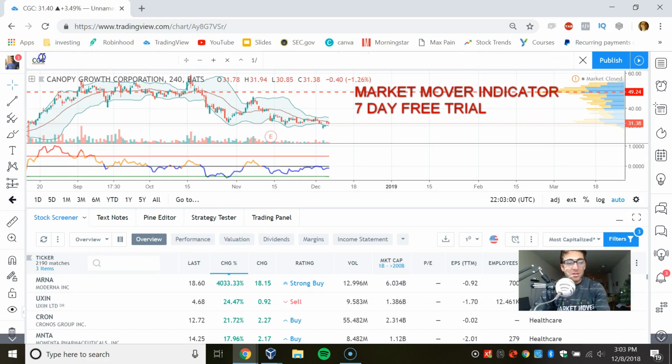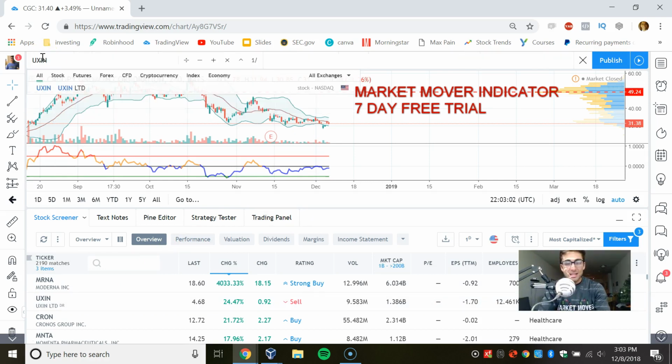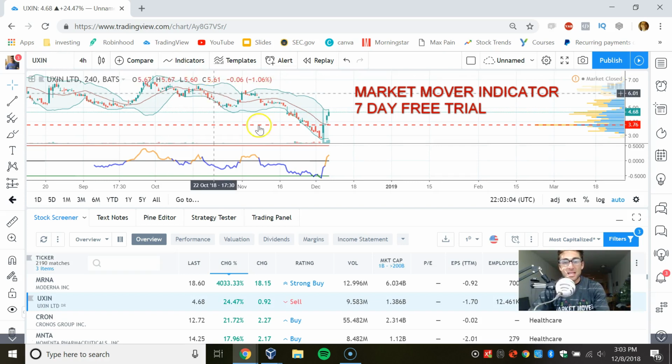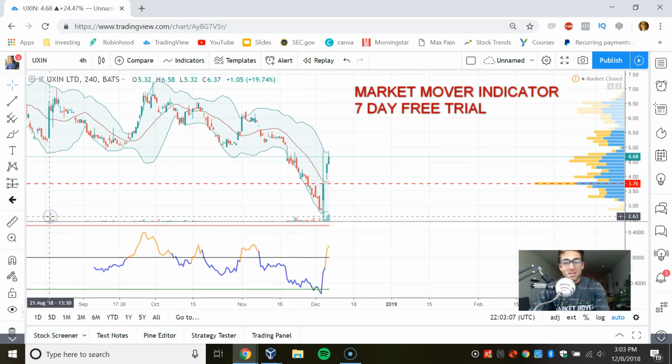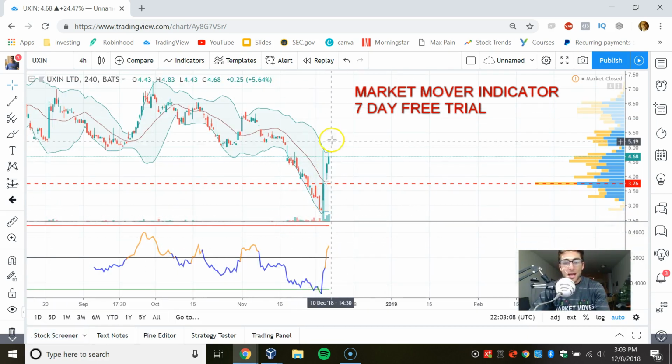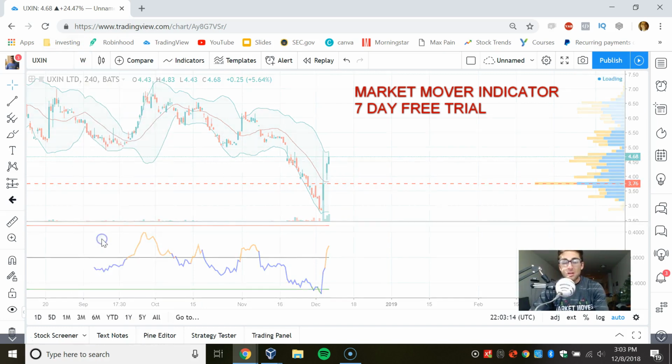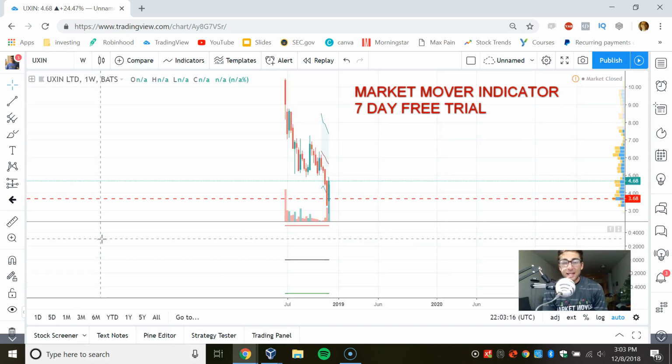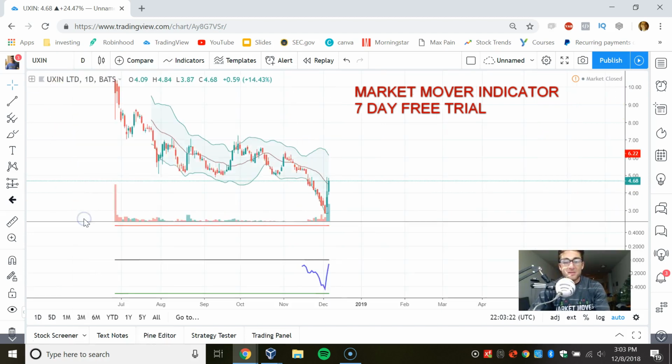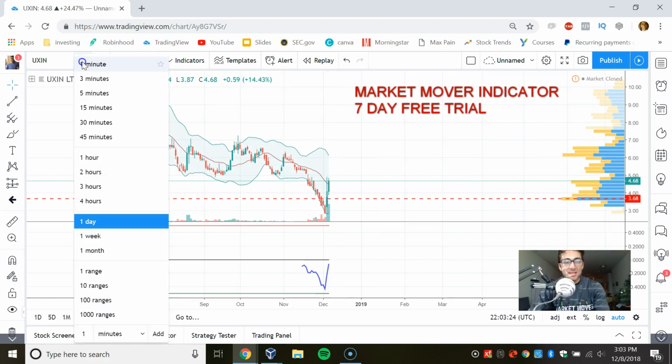So let's go to UXIN. This was up 24%, and we dropped the stock screener down. This is a massive swing here. We swung from $2 to $4, and it looks like it's still climbing. So for using this indicator, this also might be a good screener to find stocks to buy. Right now, this just looks very bullish. We don't see any sell signals.